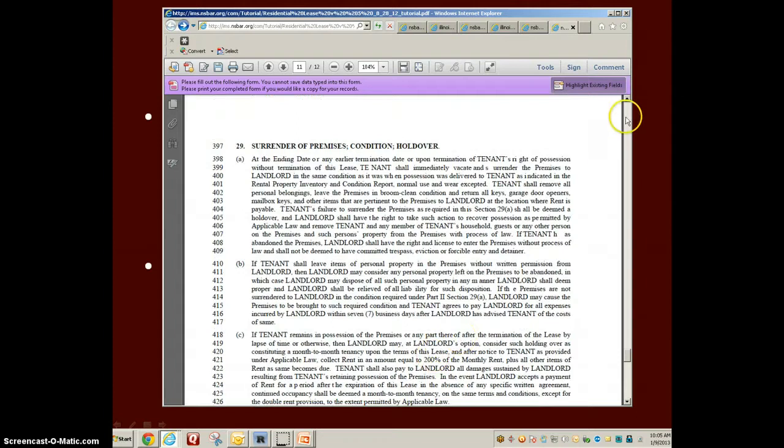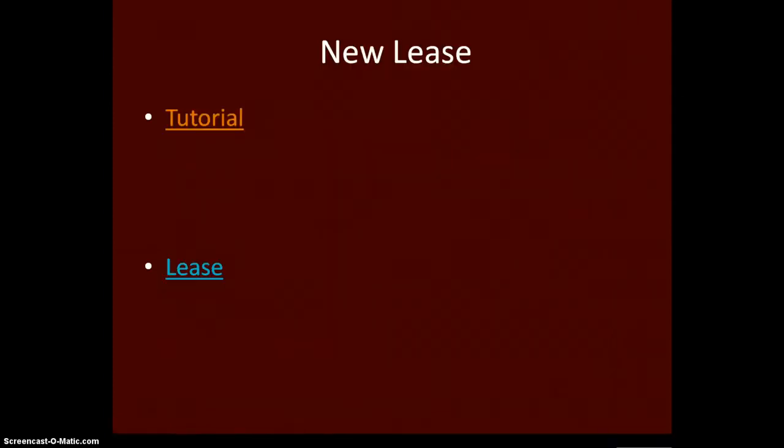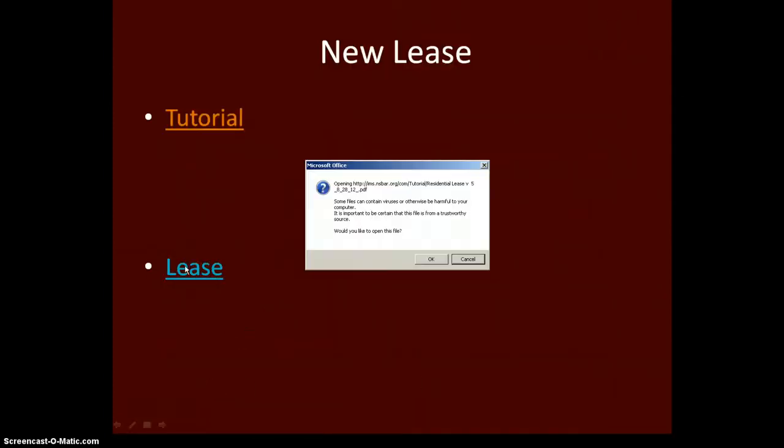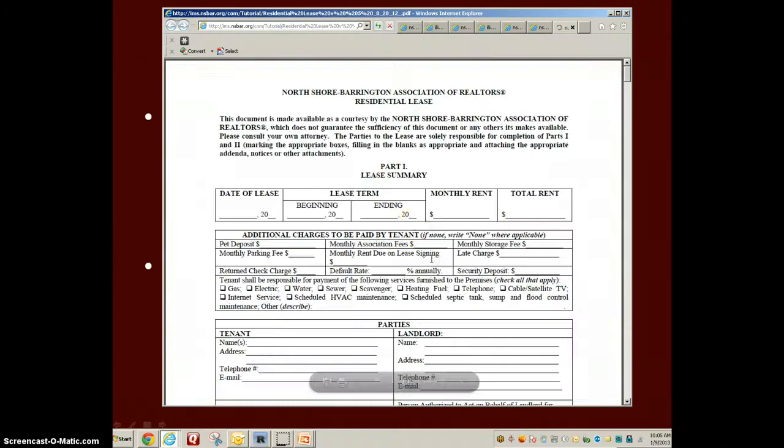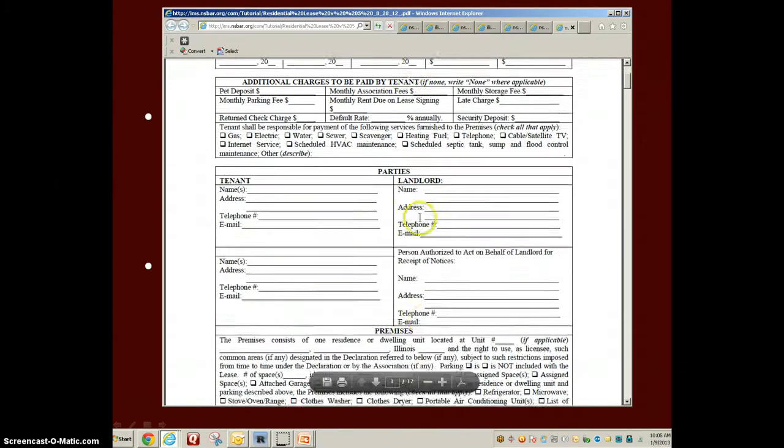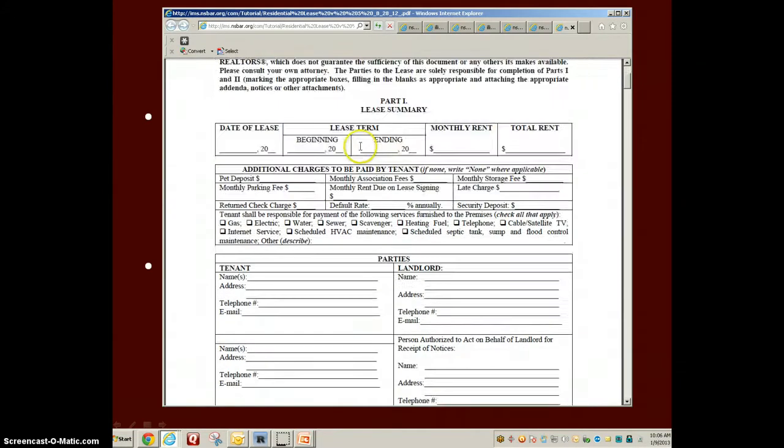So this is, again, what I showed you was the tutorial. You will find on our webpage the lease itself. So it's just exactly what I showed you before, except it doesn't have all of the bubbles opening or whatever. So the tutorial is just for educational purposes. It is the lease itself that you would be filling out.